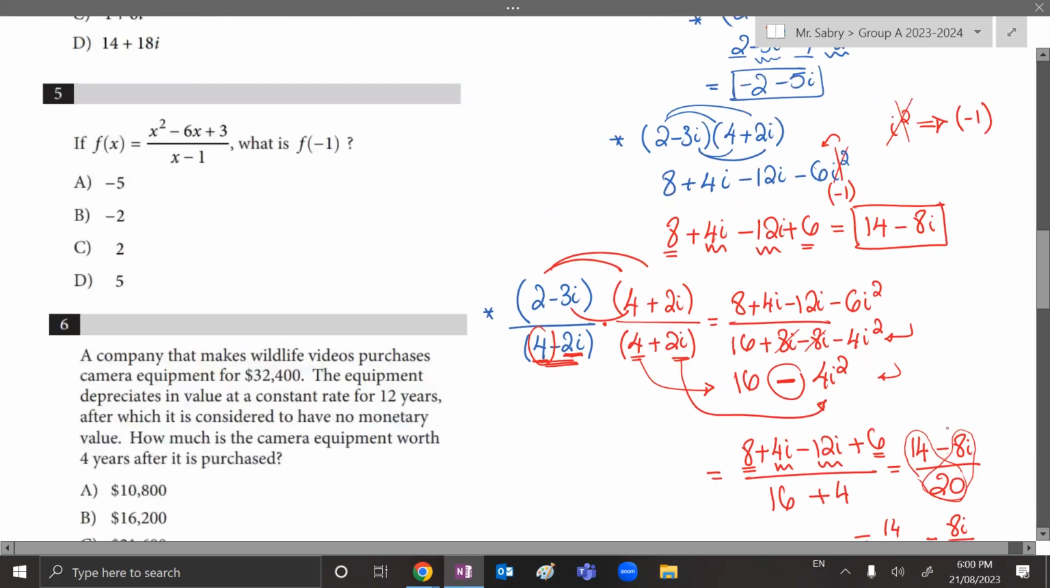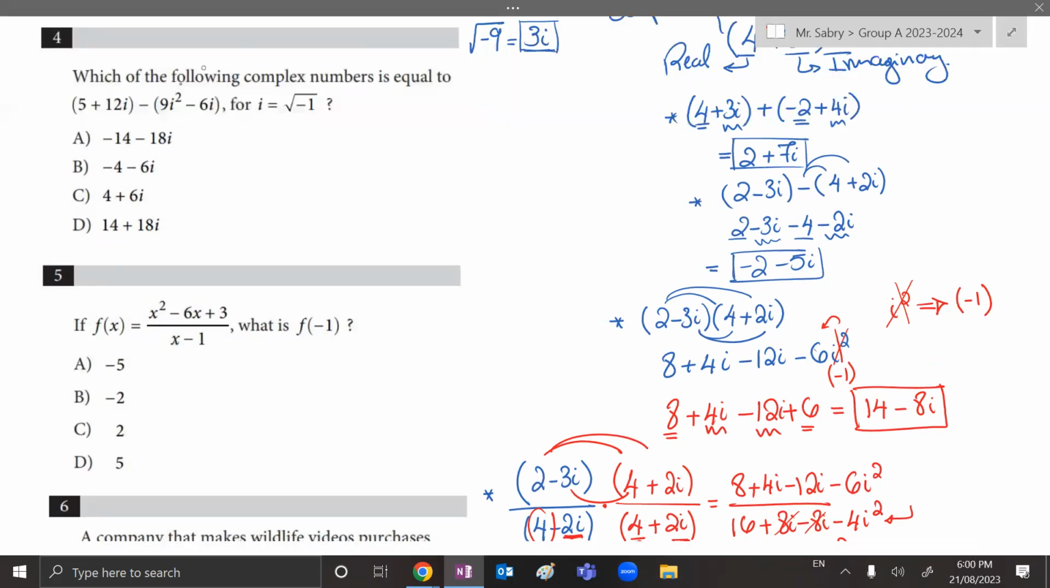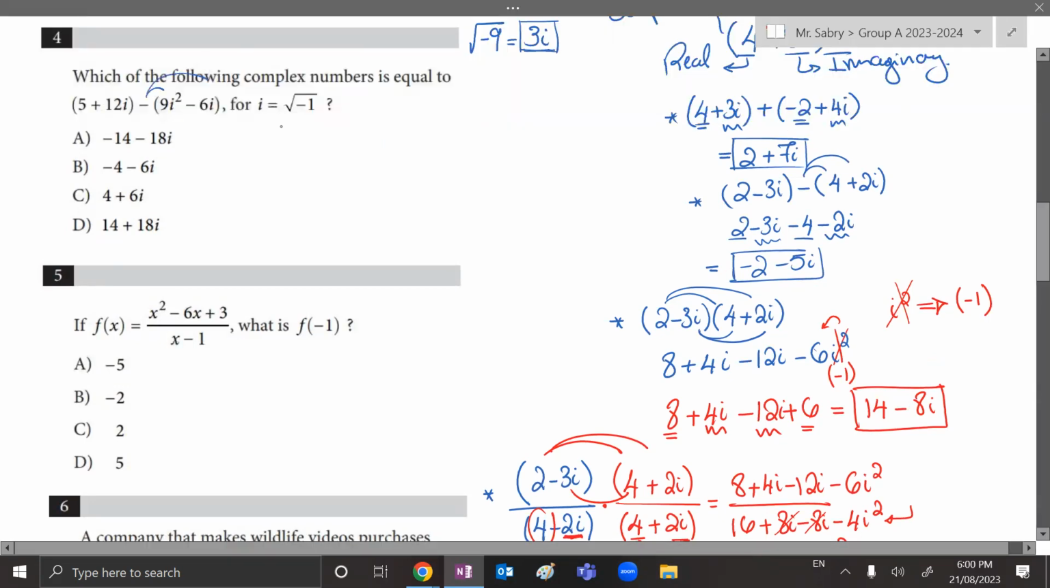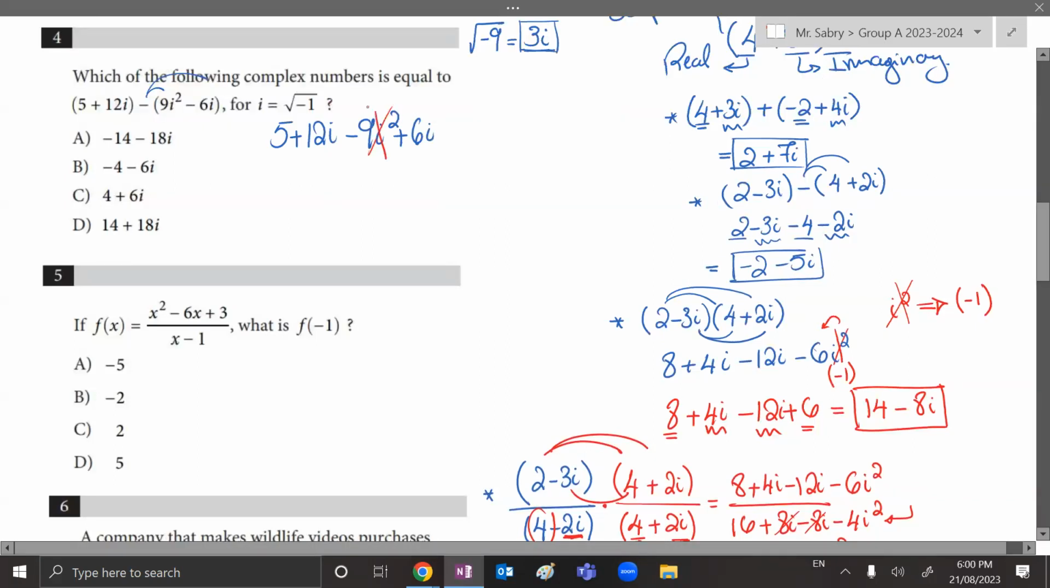طيب معلش. Going back to this one, this is a pretty easy one. أول حاجة ألاقي negative sign قبل البراكت، so كده كده بدخل النيجاتيف sign دي جوه. هيبقى عندي 5 plus 12i minus 9i power 2 وبعدين plus 6i. قلنا أي i power 2 هنشيلها ونحط مكانها negative 1. So this is what will happen.